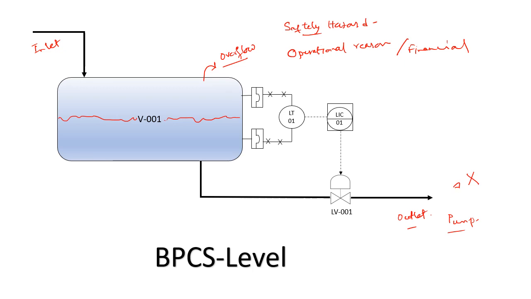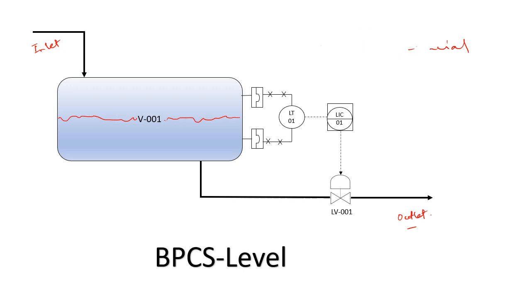So because of all this reason, the level of the vessel needs to be maintained. That is our primary concern. And for that we have a closed loop control. How is the closed loop control configured?